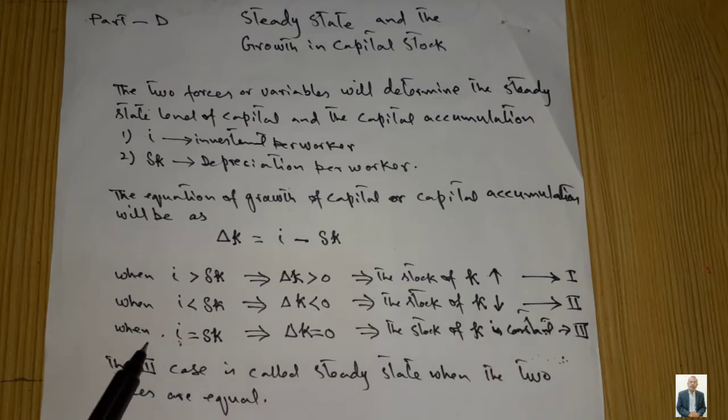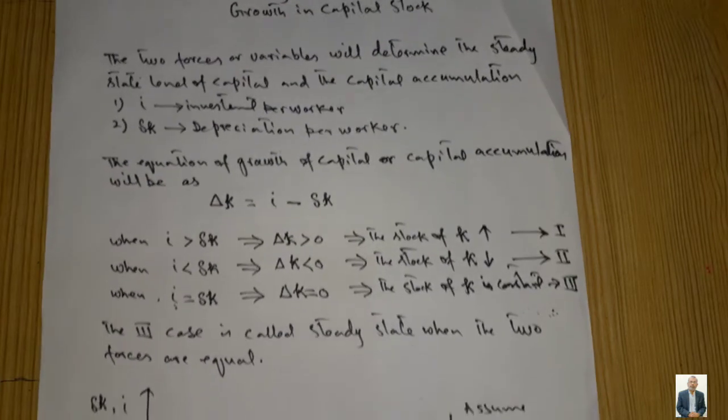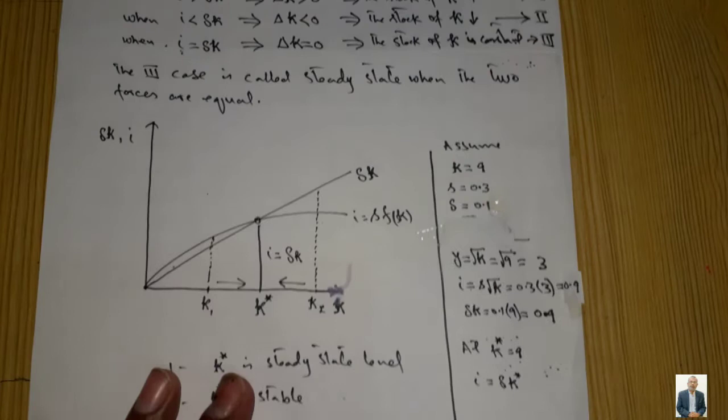The third one is if i is equal to delta K, I mean new investment is equal to the depreciation, then definitely the change in capital will become 0. Both forces are equal, so the stock of capital becomes constant. This third case, where investment is equal to depreciation, is called the steady state, when the two forces are equal.